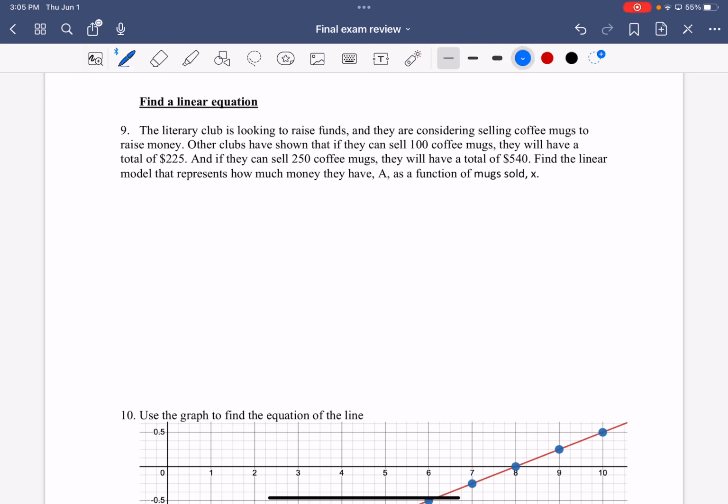All right, we want a linear model, which usually is y equals mx plus b, but it's explicitly telling us to use A instead of y. So A equals mx plus b, where there's two things you need to find. You need to find m, the slope, and you need to find b, the y-intercept.